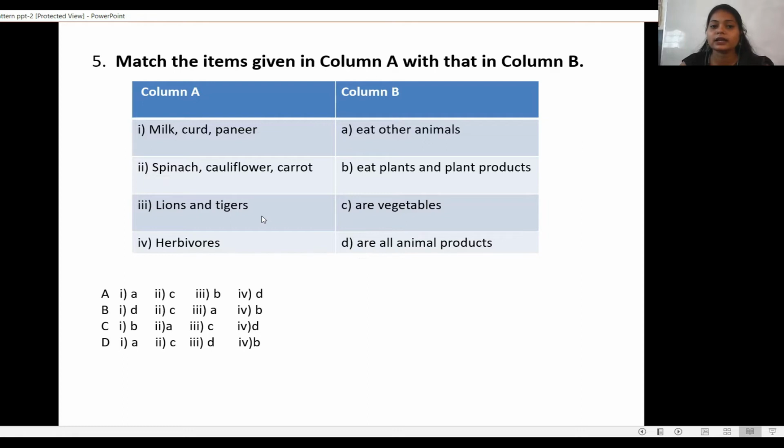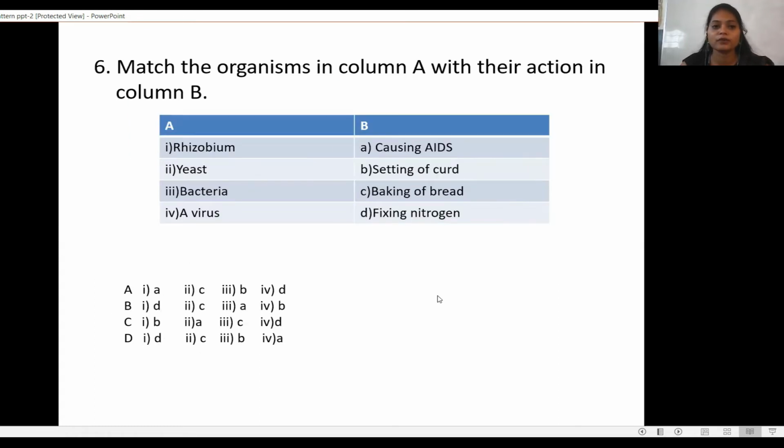Lions and tigers. These are the carnivorous animals and eat other animals. So here for third, it will be appropriate. Then the last one, herbivorous. What are these? These eat plants and plant products. Okay. So here the order is, for first we have D option, for second we have C option, for third we have A option and for fourth we have B option. So which one is the correct option here? B. Okay, moving to next question.